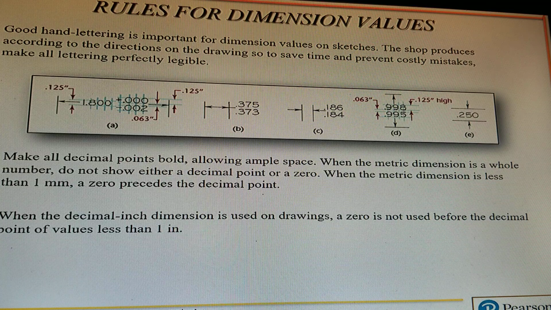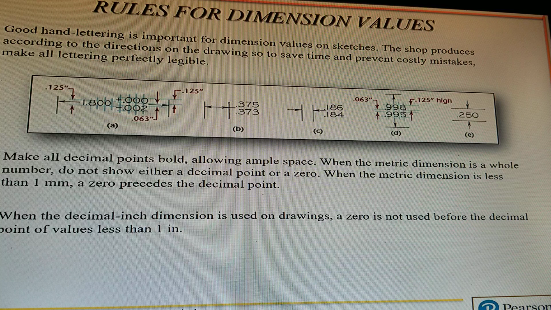Okay, rules for dimension values. Good hand lettering, that would be the same as text in CAD. Good hand lettering is important for dimension values on a sketch. The shop produces according to the directions on the drawing, so to save time and prevent costly mistakes, make all lettering perfectly legible. Again, this is for hand lettering. Your AutoCAD should be taking care of that, okay, with your text.